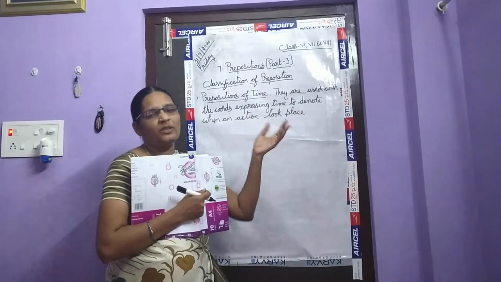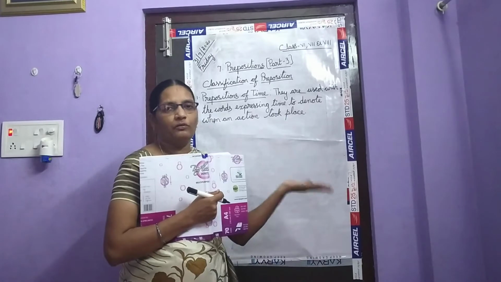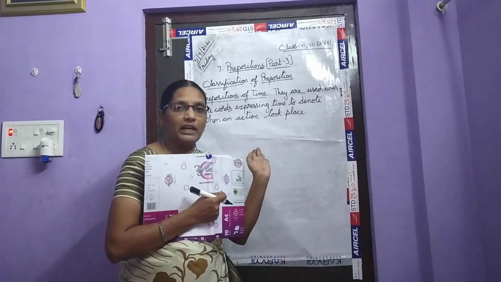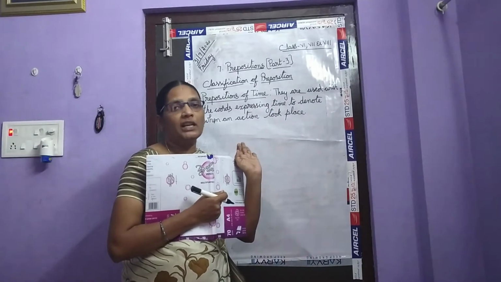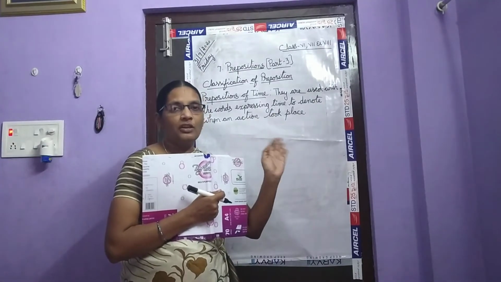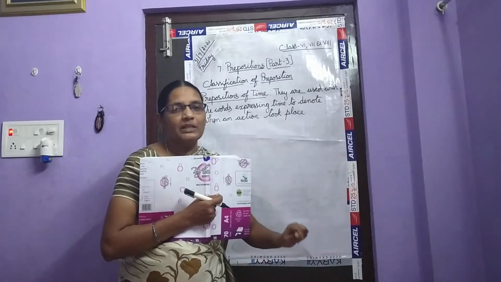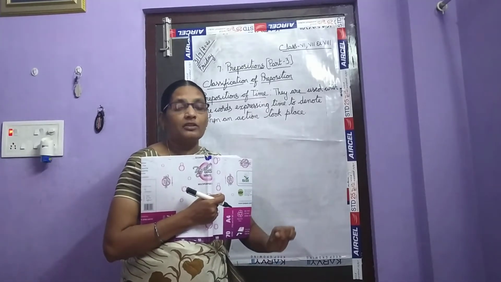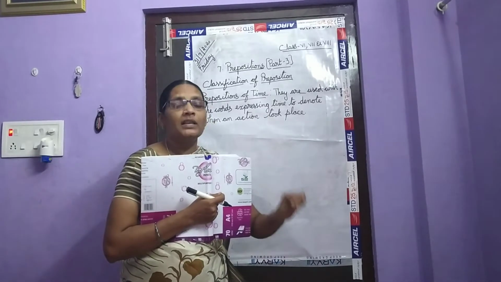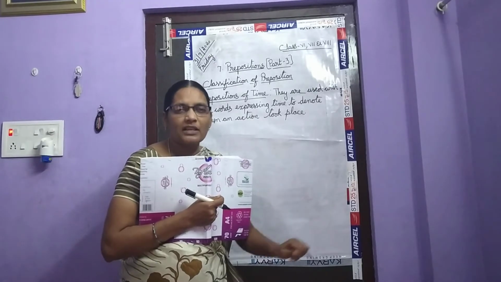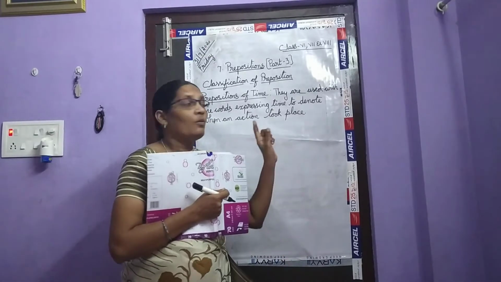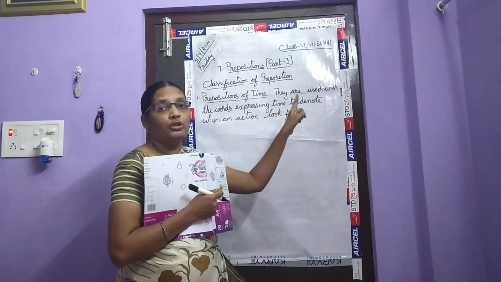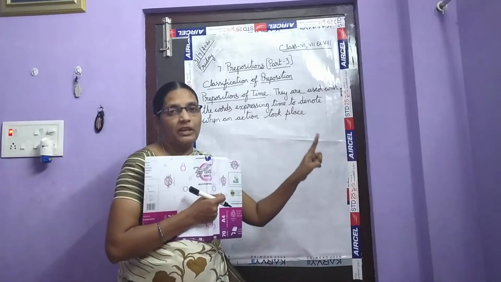Okay, children. So, action. What is that action? Verb. What is an action word? Verb. So, I have been to Calcutta last month. When did I go to Calcutta? Last month. He had just completed his work. When did he complete his work? Just now. So, what is this preposition of time? They are used with the words expressing time to denote when an action has taken place.